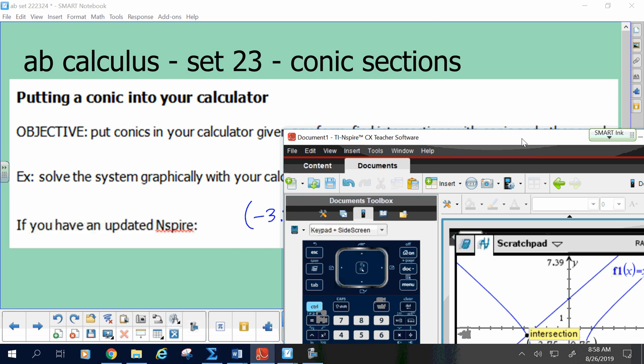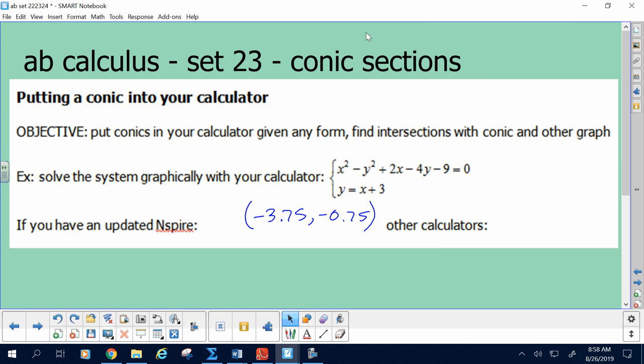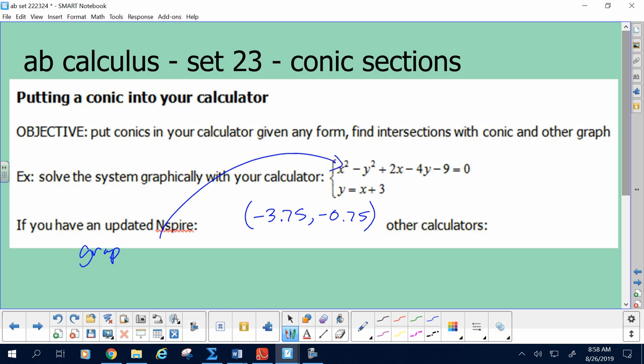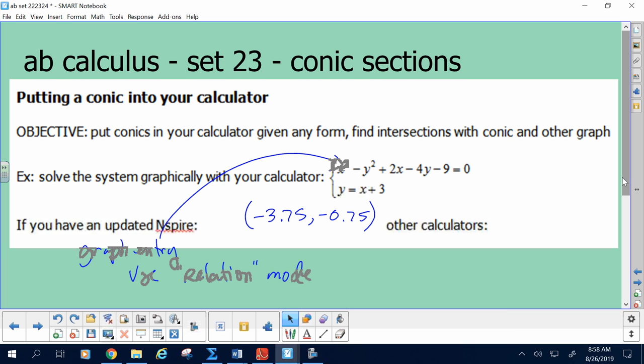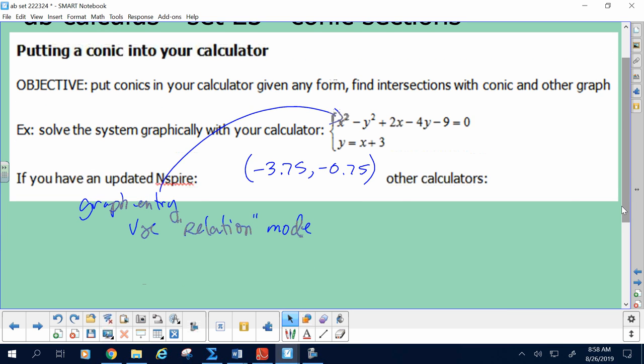Okay, so if you have an updated Inspire, I don't know if you feel the need to write those instructions down, great. You might just write yourself a note that says, in graph entry, use relation mode for that non-function. All right. Now, are you with me?